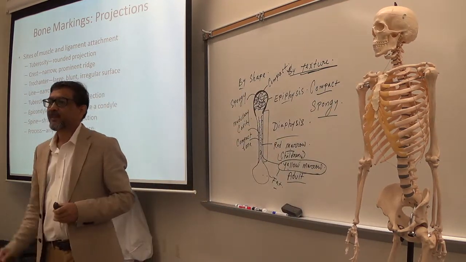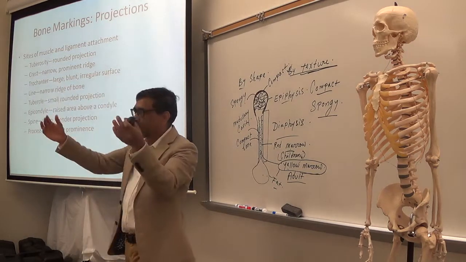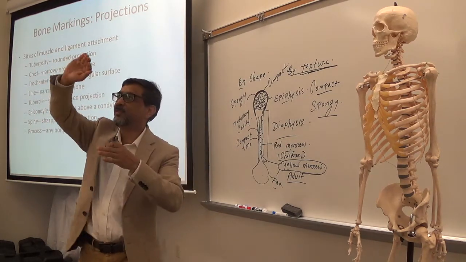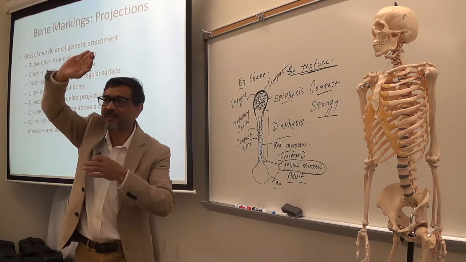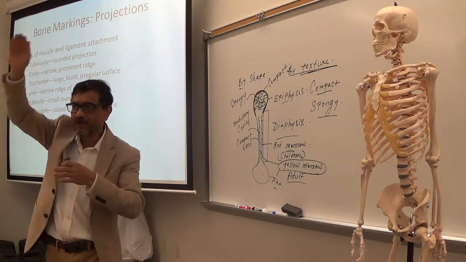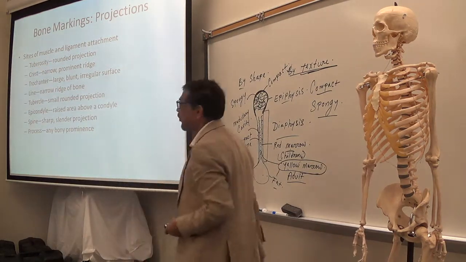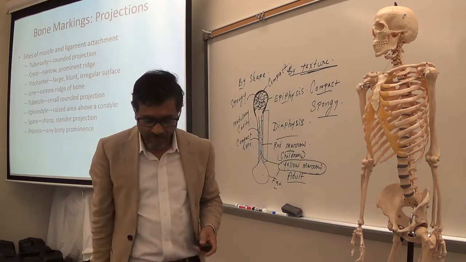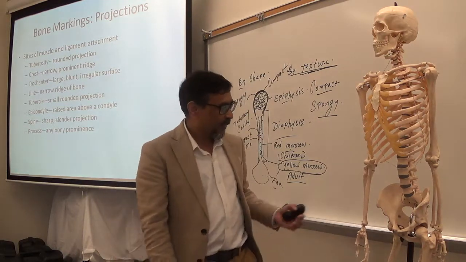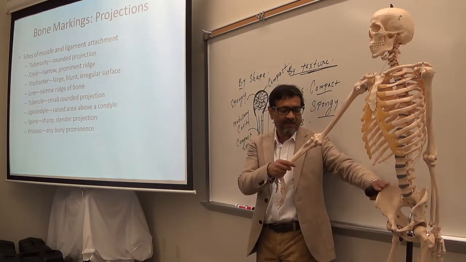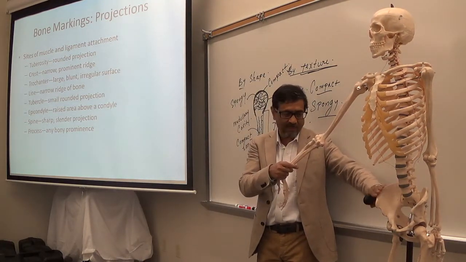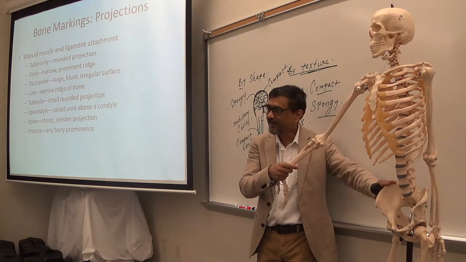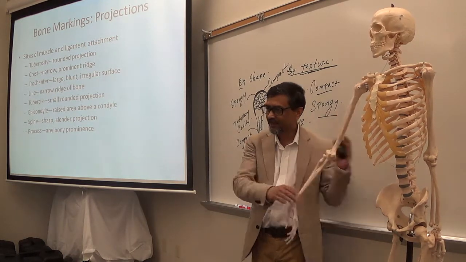Crest. When we see a mountain, we see the top part of the mountain, we say the crest of the mountain, right? So a crest is a narrow, prominent ridge on the bone. For example, the iliac crest. This is the ilium of the hip bone, and this part is called what? Iliac crest. Make sense? Top part.